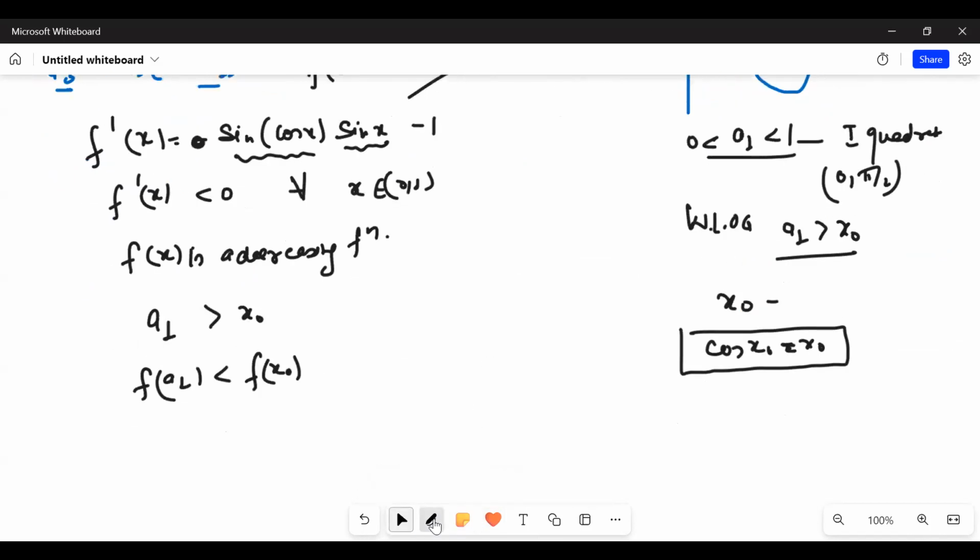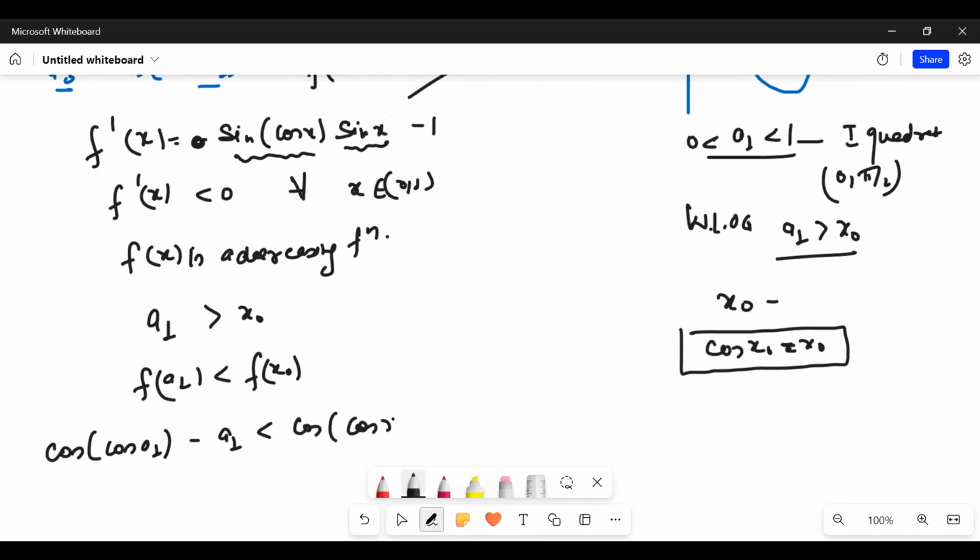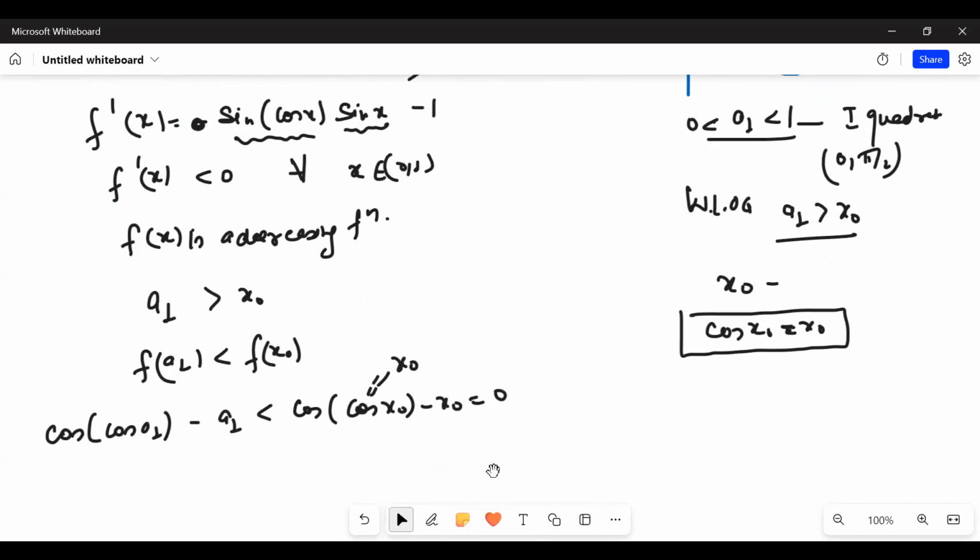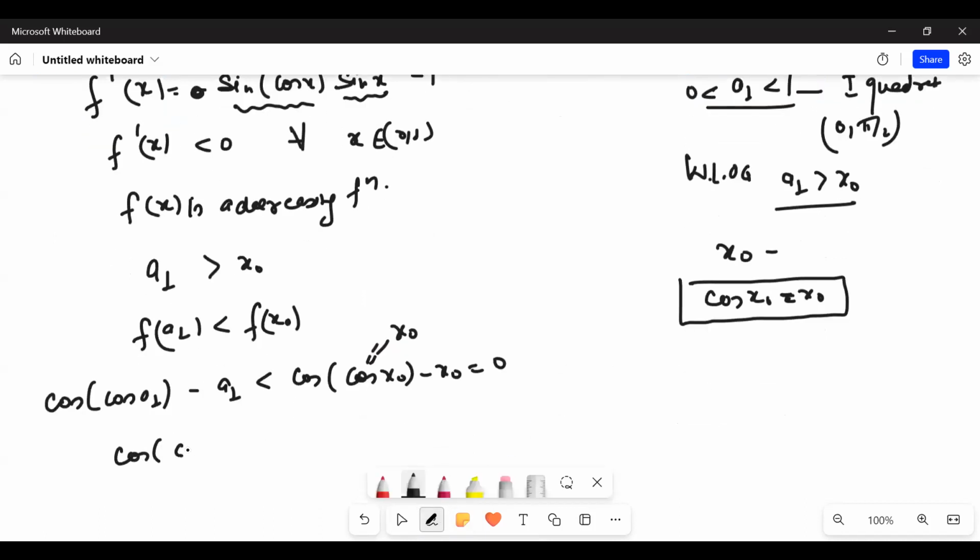So now, what would be f of a1? f of a1 would be cos a1 minus a1, which is less than f of x naught. What is f of x naught? This is cos of x naught minus x naught. Remember, x naught is that point where cos of x naught is equal to x naught, so this becomes x naught minus x naught, which is overall 0. So I can clearly write that cos of a1 would be less than a1, which implies that a3 would be less than a1.